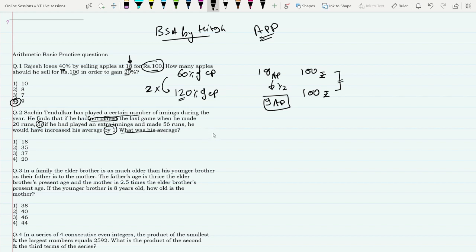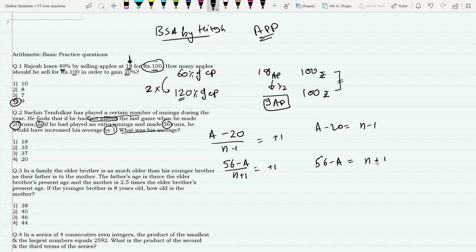See, when the leaving number is 20, he did not consider 20. When the leaving number is below the average, one match is reduced. So there's a gain of +1. So I can say a minus 20 is equal to n minus 1. When 56 is considered as a new match, because 56 must be more than a, and the new match has been considered, there's a +1 gain. This is called the deviations approach. You will have to see one of my sessions on average, mixtures and alligations to understand this properly.